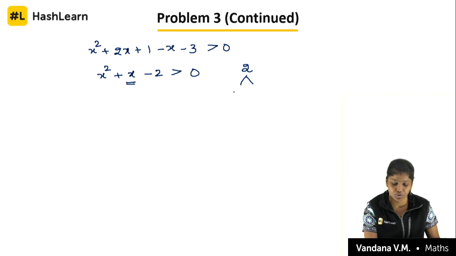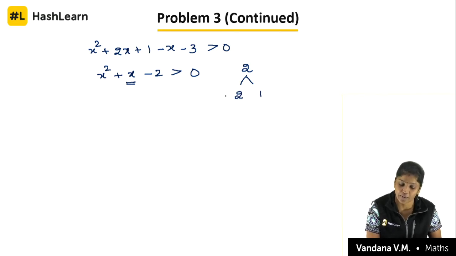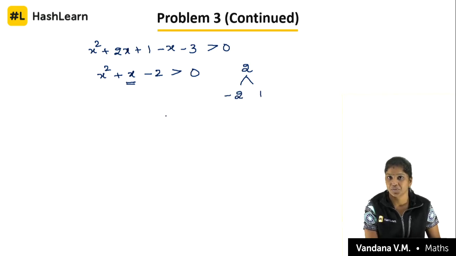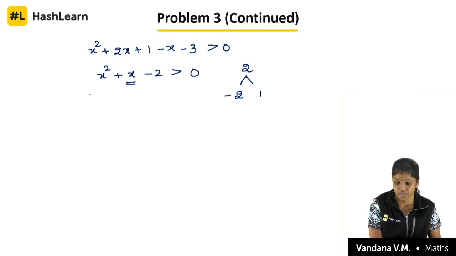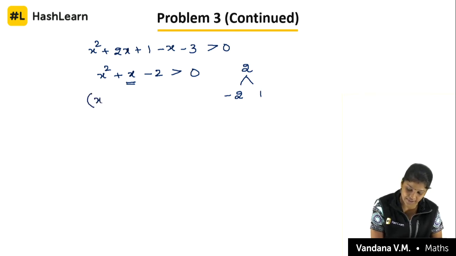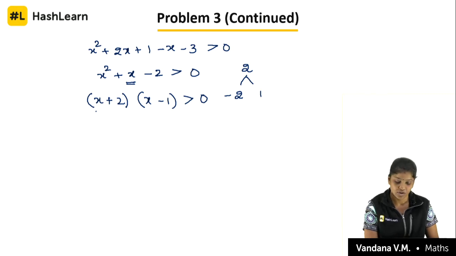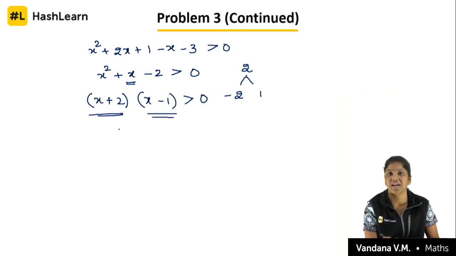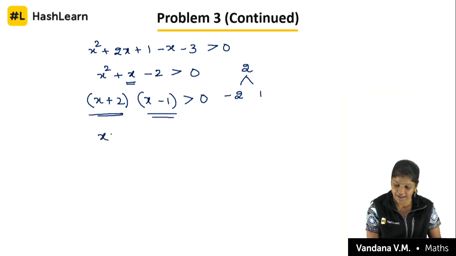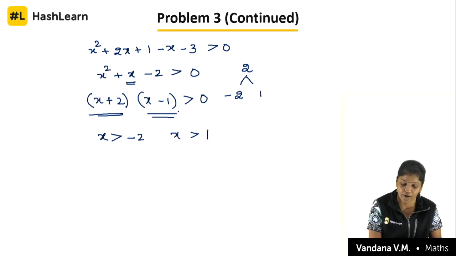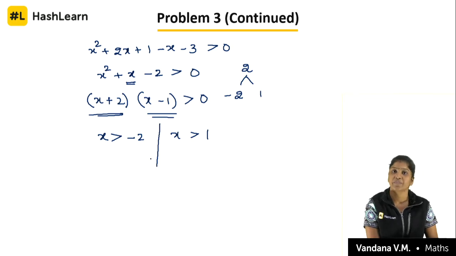So, what are the roots over there? That is 2 and 1. 2 should be minus 2. So, how will I get the factors over there? I will get the factors as x plus 2 into x minus 1 is greater than 0. So, both must be positive, or both must be negative. So, x is greater than minus 2, x is greater than 1 if you solve these two values.